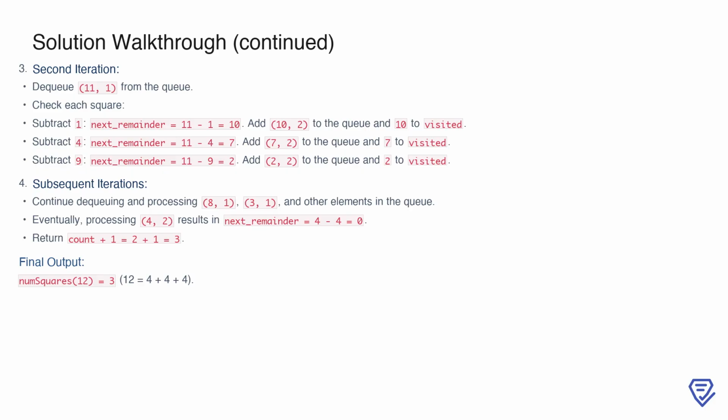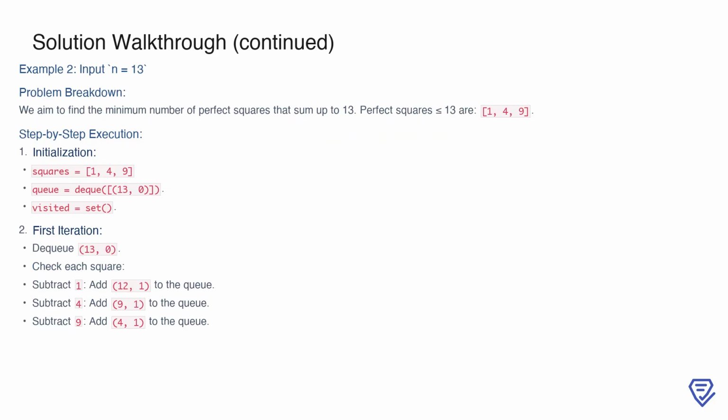Next, we process other states in the queue, such as 8, 1, and 3, 1. Eventually, we reach a state 4, 2. Subtracting 4 from the remaining sum of 4 gives 0, and since we've reached 0, we stop the BFS here. The total count of squares used is 2 plus 1 equals 3. Thus, the minimum number of perfect squares that sum to 12 is 3, and the squares are 4 plus 4 plus 4. Now, let's solve another example where n equals 13.